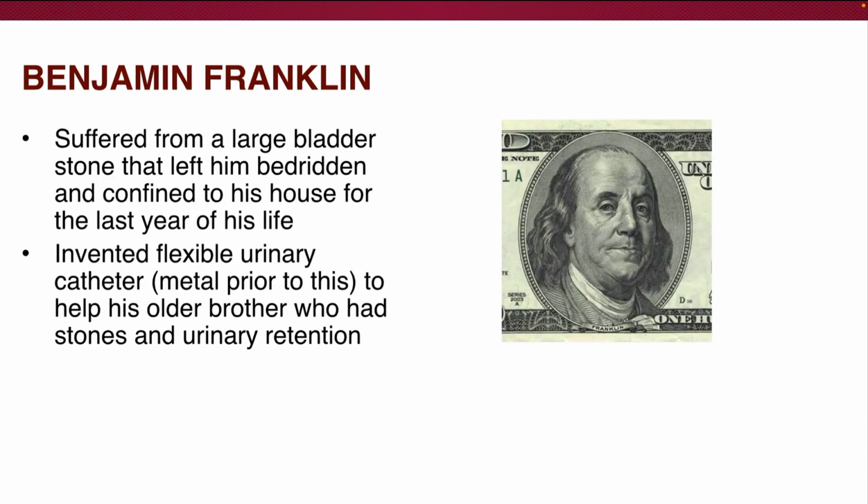Benjamin Franklin had a large bladder stone. It left him bedridden and confined to his house for the last year of his life. And he actually invented the flexible urinary catheter. They were all metal previous to Benjamin Franklin's invention. He did it to help his older brother, who also had stones in retention. There's also reports that sometimes he would have to stand on his head to be able to urinate to get the stone to dislodge out of the prostatic urethra. So it wasn't a lot of good options, I guess, back then.